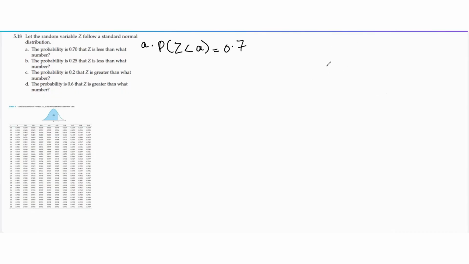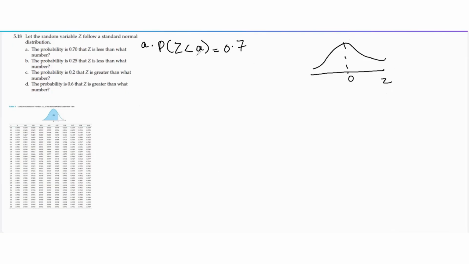For this, the first thing that we're going to do is plot roughly its PDF. So this is z, and we know it's centered and symmetric about 0. Now we need to figure out where this a, or this value of z, would lie over here. The first thing that we need to figure out, when you're doing such questions where we want to find z values given probabilities of a standard normal random variable.